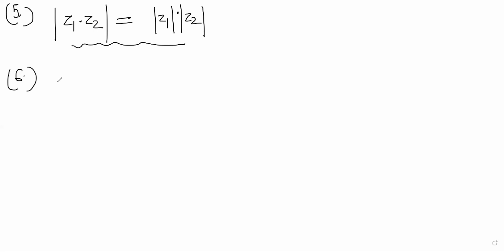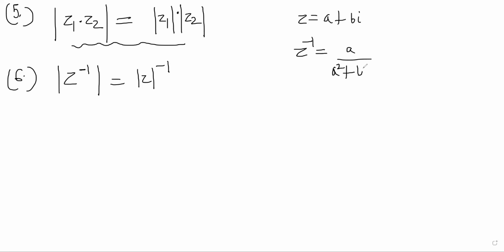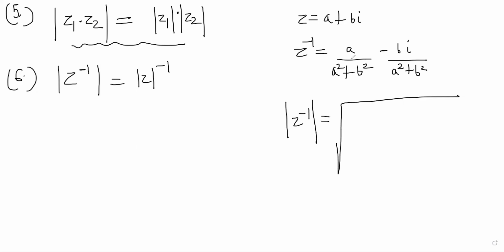Now we come to the important stuff. Before that, mod of z inverse is equal to mod of z to the power minus 1. Why? Because z was a plus bi. We saw earlier that z inverse was a by a square plus b square minus bi by a square plus b square. So if I take the mod of this z inverse, I have to take the root of this square.